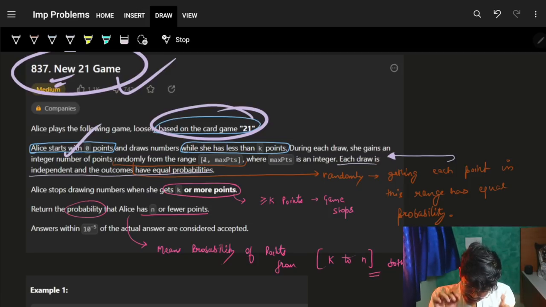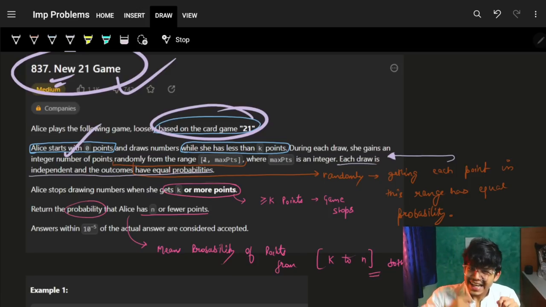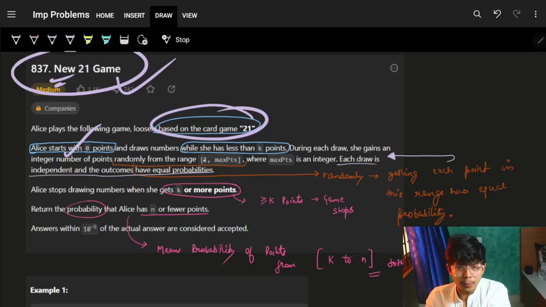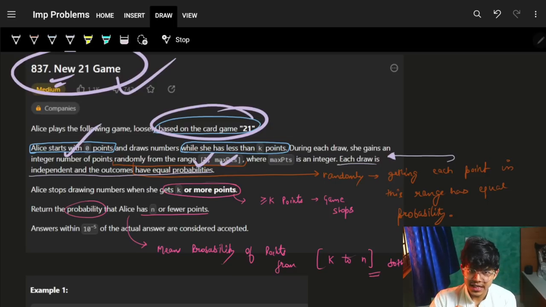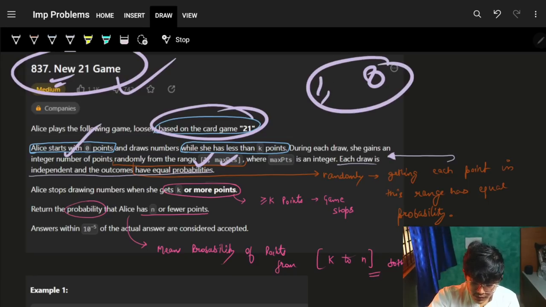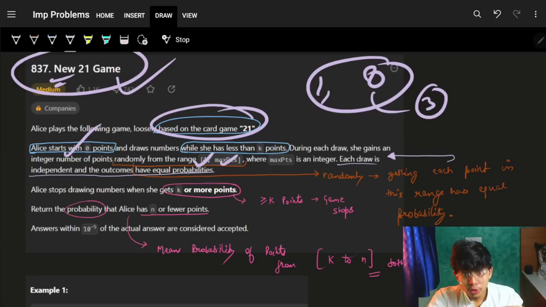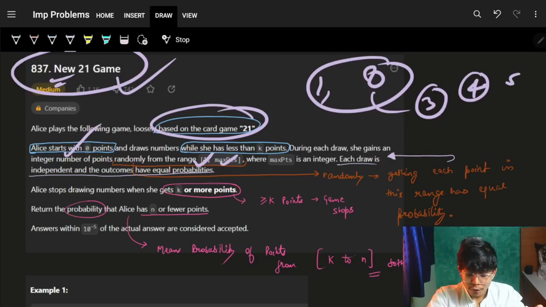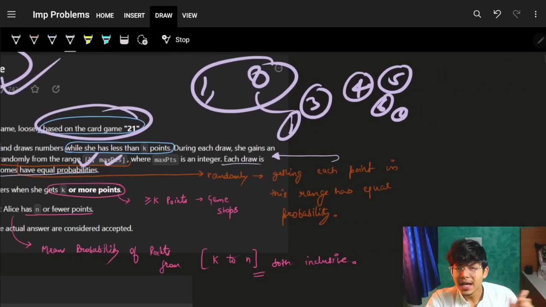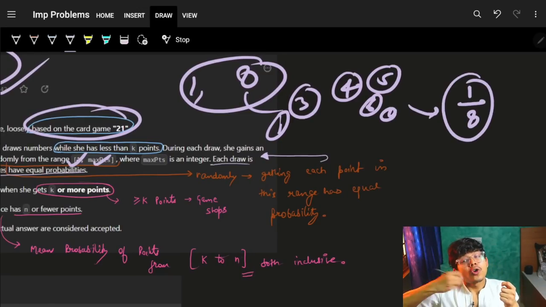Each draw is independent and the outcomes have equal probabilities, which means at any point of time, she has the option to draw any of the points from 1 to maxPts. Let's say maxPts is 8. The probability of drawing 3, or 4, or 5, or 6, or 1, or 8 is all the same. And it is equal to 1 by 8, the probability of drawing each number.